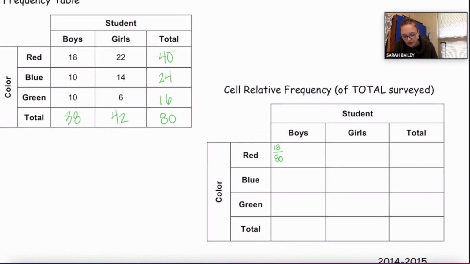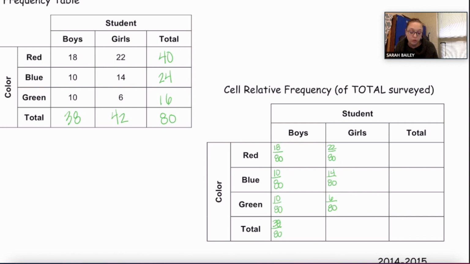For boys that liked blue, that was 10. So I'm going to do 10 out of 80 here. For boys that liked green was also 10. So that's another 10 out of 80. My total number of boys surveyed were 38. So I'm going to do 38 out of 80. For my girls, 22 liked red. So that's going to be 22 out of 80. 14 girls liked blue. So 14 out of 80. And 6 girls liked green. So that's 6 out of 80.